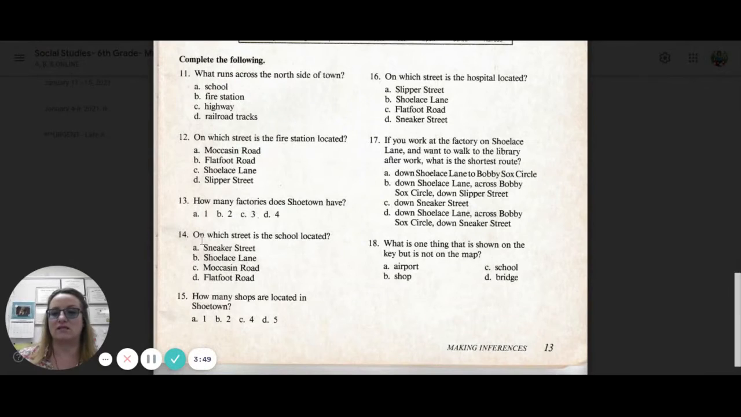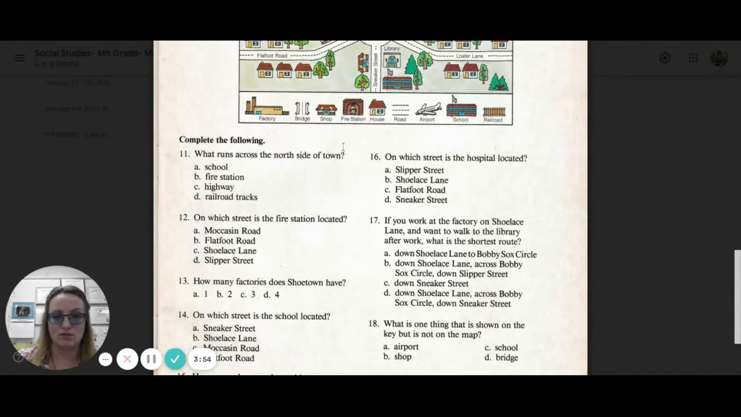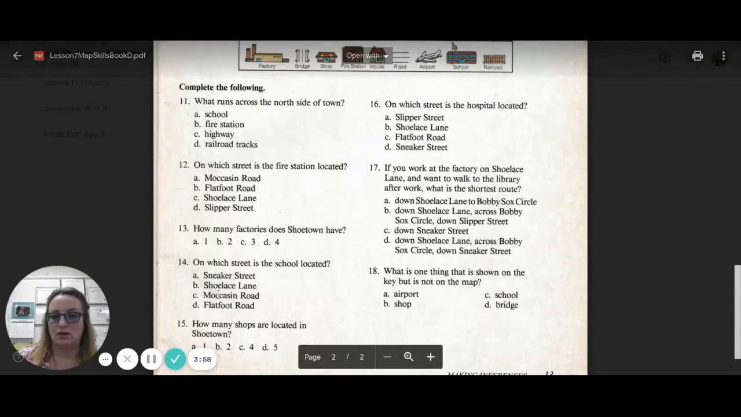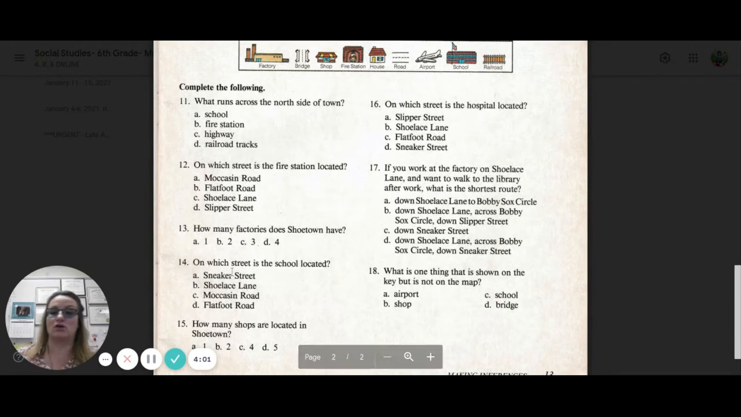Let's look at number 14. It says, on which street is the school located? So you're going to look for the school. School looks like this. And it's either going to be on A, Sneaker Street, B, Shoelace Lane, C, Moccasin Road, or D, Flatfoot Road.